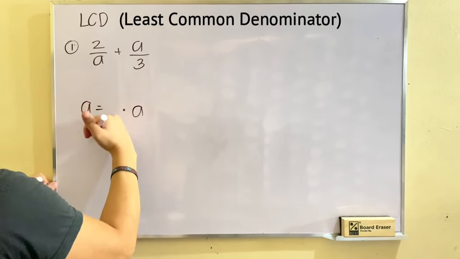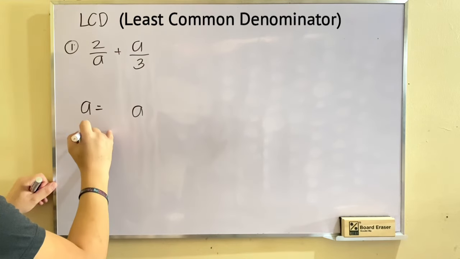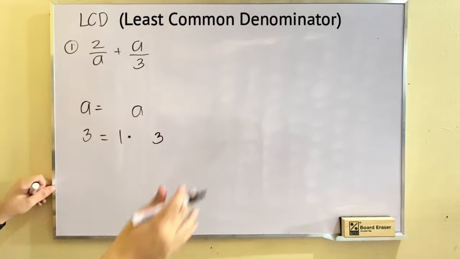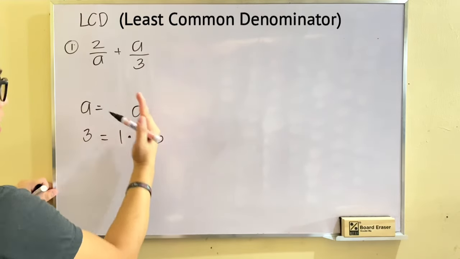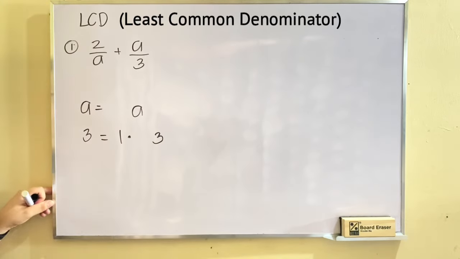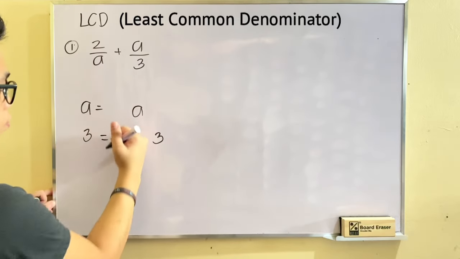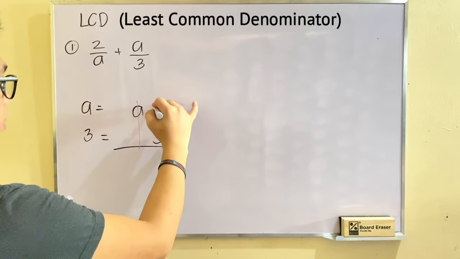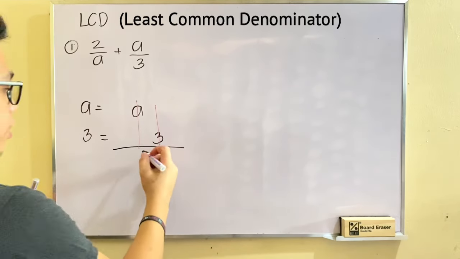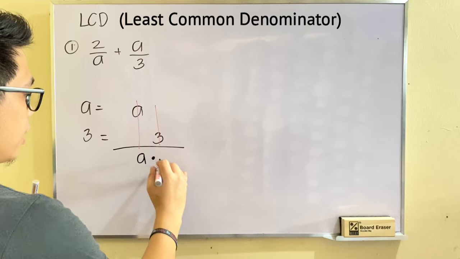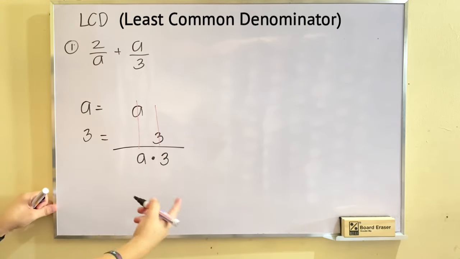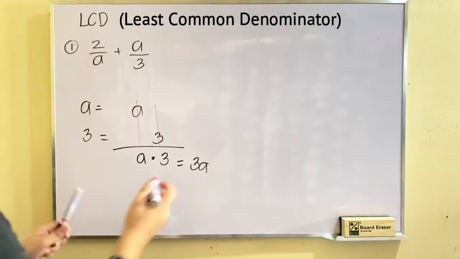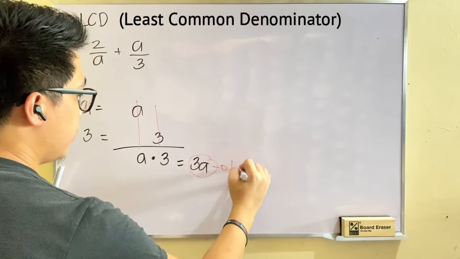Or, alisin na natin si 1. Next, si 3. Si 3 is 1 times 3. Tandaan, huwag nating itatapat kapag magkaiba ng value. Okay? So, alisin natin si 1. So, as we can see here, so, drag natin pababa, meron tayong A times 3. A times 3 is 3A. So, therefore, ang ating LCD is 3A.